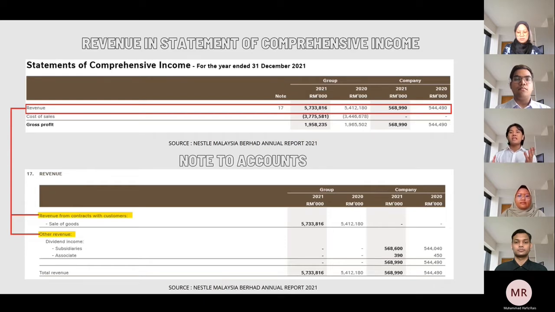As you can see on the slides, revenue will be presented on the statement of comprehensive income, and there is note 17 which shows the two main types of revenue sources. According to the example taken from the annual report 2020-2021 of Nestle Berhad, the main components of revenue come from revenue from contract with customers and revenue from other sources. If we take a look at the revenue from contract with customers, there is only one contract which is sale of goods, while the other sources are coming from dividend income. All these items will be explained in the next section.